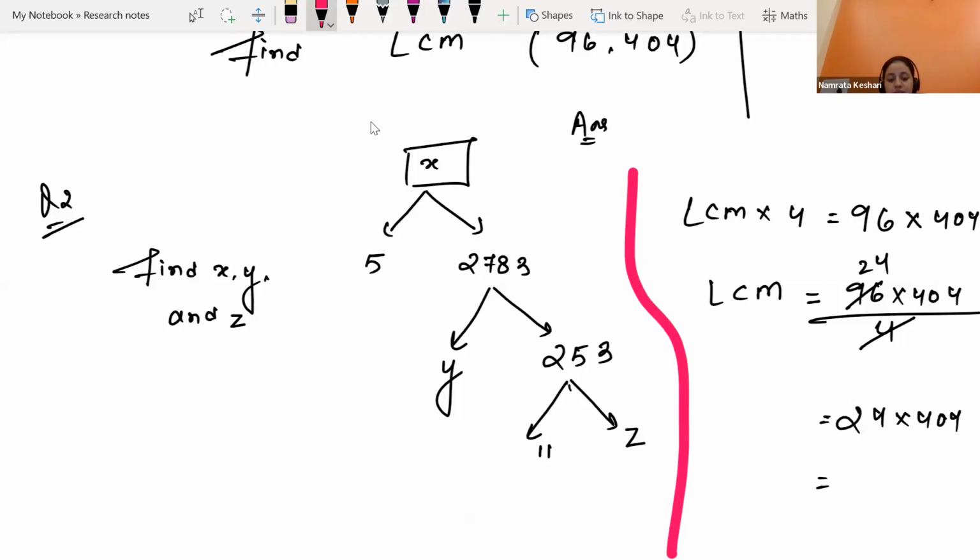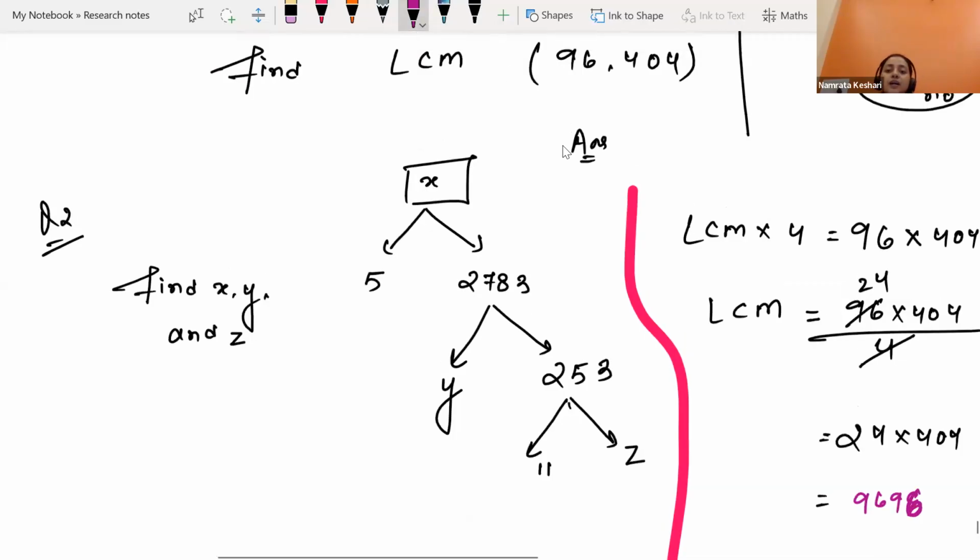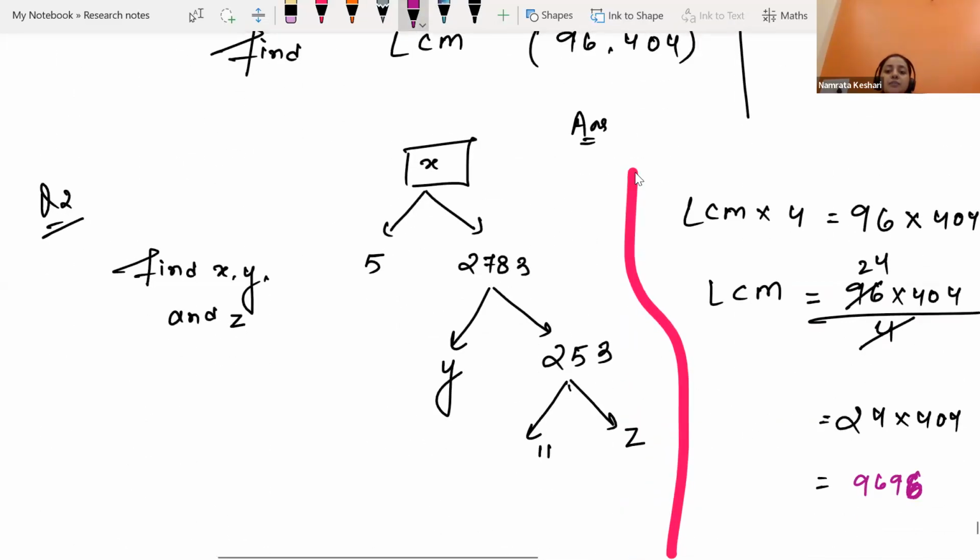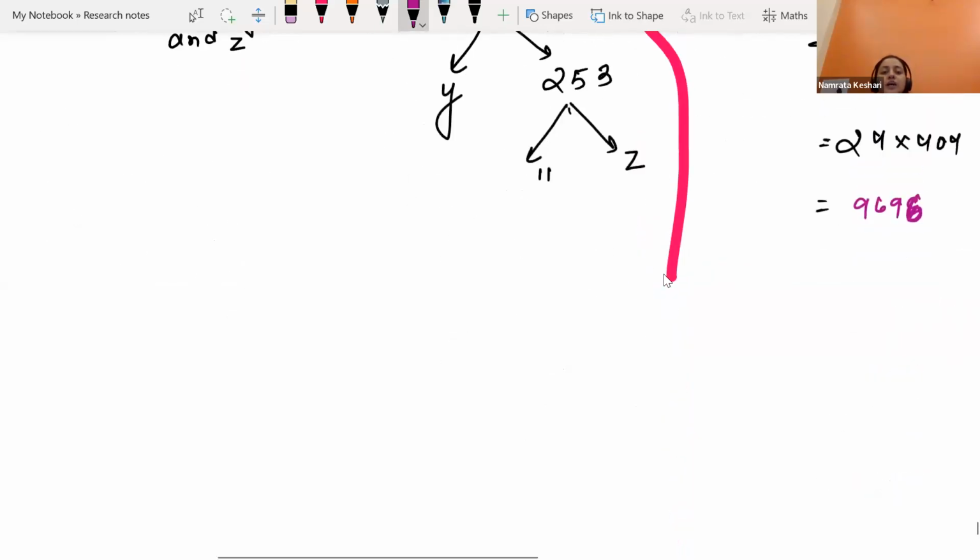Ma'am, I got 9696. Everyone got 9696. Yes, ma'am. Yes, that is the LCM. Is it clear how we'll be finding the LCM? Yes, ma'am. Okay, this is how we'll be finding it.